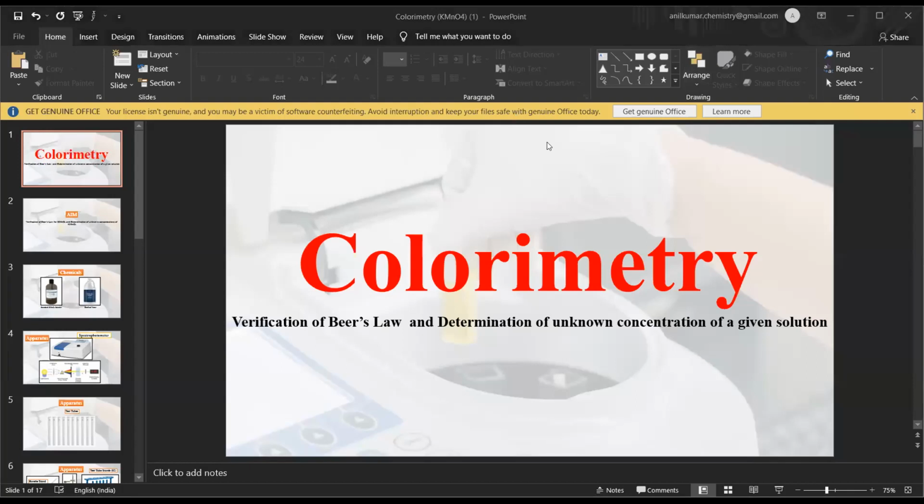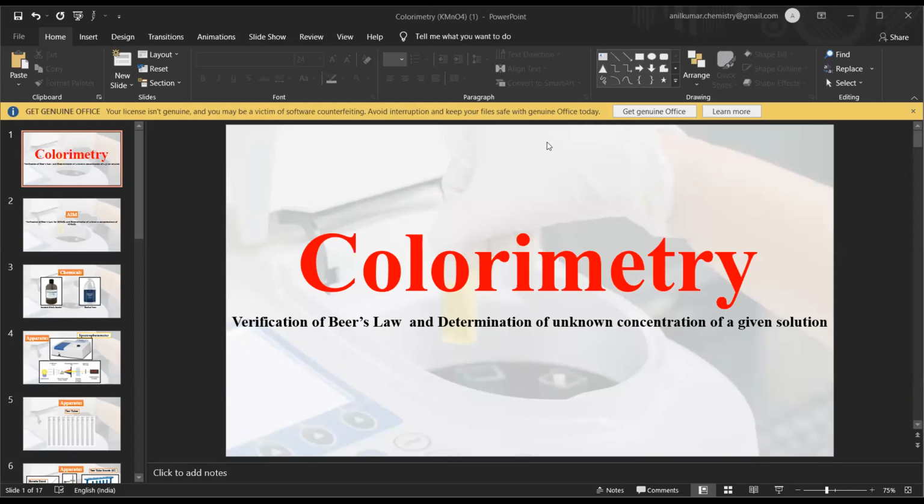So today we are going to discuss calorimetry. In this calorimetry, there are two experiments. One, we will use KMnO4, potassium permanganate, and the other, potassium dichromate, K2Cr2O7. By using these two chemicals, we are going to calculate the optical density of the given solution. Then we verify Beer's law. That is very important: verification of Beer's law and determination of unknown concentration of a given solution.